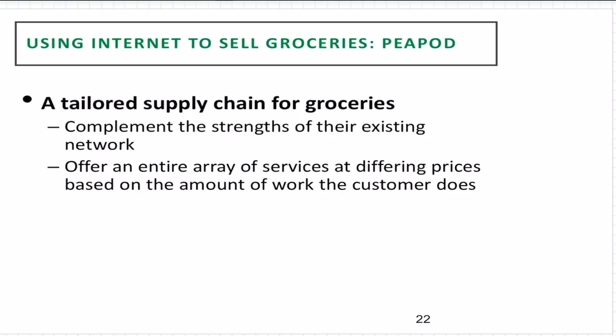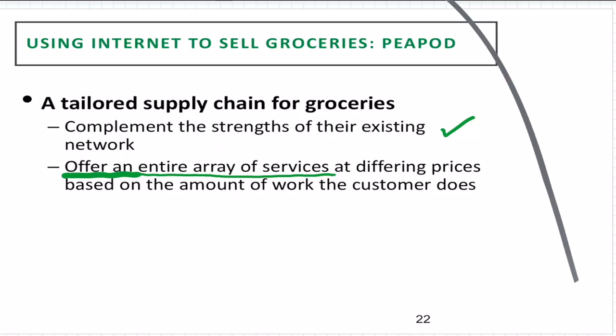So supermarkets can complement the strength of their existing network. Supermarkets that already exist can have an online presence and cater to the needs of those customers who are willing to pay a slightly higher price for that kind of service, where they place an order and then employees at the store collect whatever is needed and then either make a home delivery or a customer may pick up from the store, and that saves some time. So depending on what customers would like to do, a supermarket may be able to offer an array of services at different prices based on the amount of work the customer does. For example, if it is going to be a home delivery, then obviously the cost is going to be higher. The customer should be ready to pay more. Whereas if the customer is willing to come and pick up the order, that cost could be slightly lower.